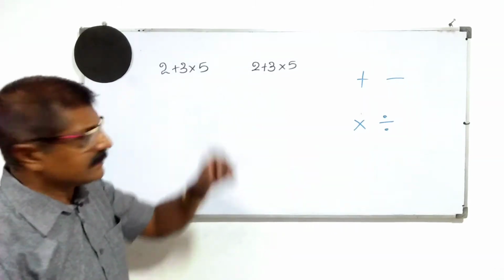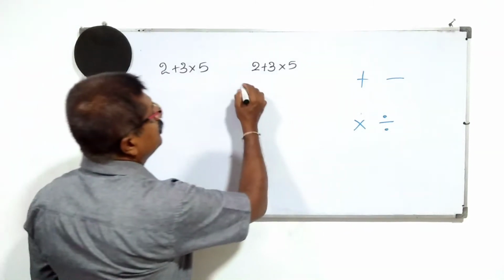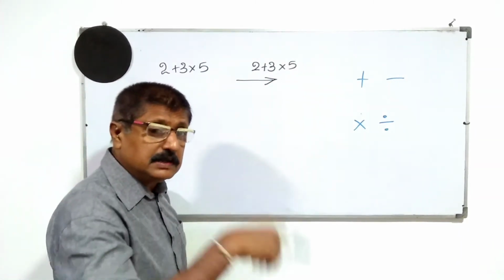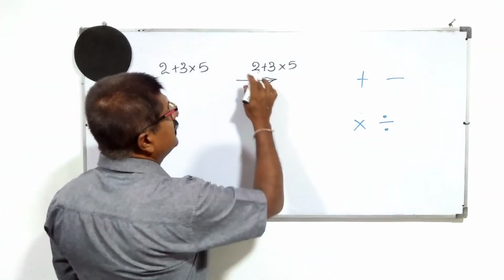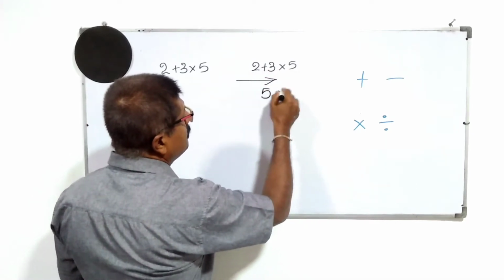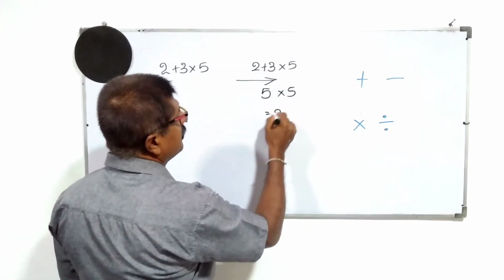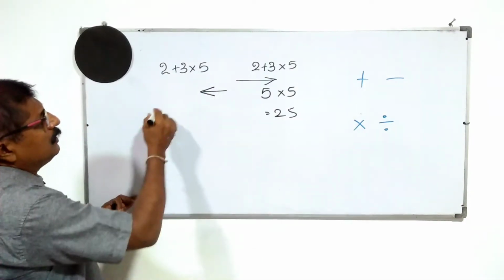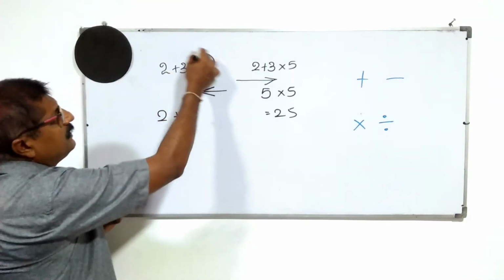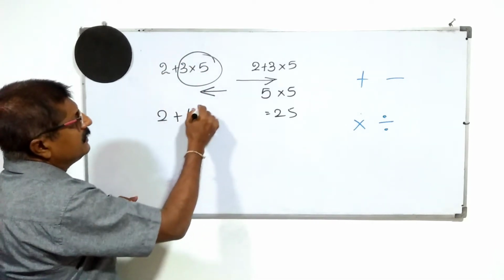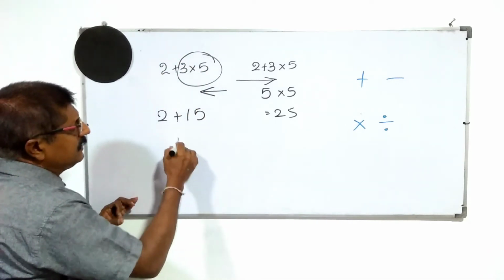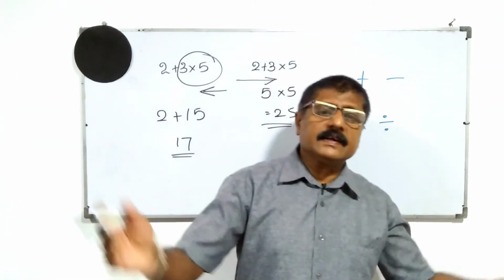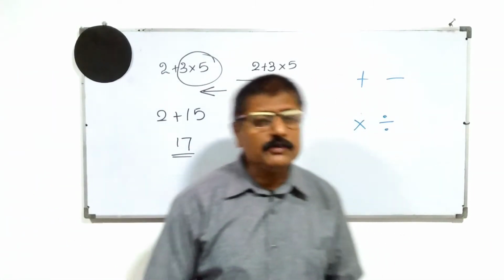Now, look at this. Right? If we do the simplification as we did in the earlier one, from left to right, 2 plus 3 is 5. 5 multiplied by 5 equals 25. But if we do it the other way around, what will happen? 2 plus, if we do the multiplication first, 3 times 5 is 15. Then it will be 17. Right? Out of these two, which answer is correct? One is correct, the other one is wrong.